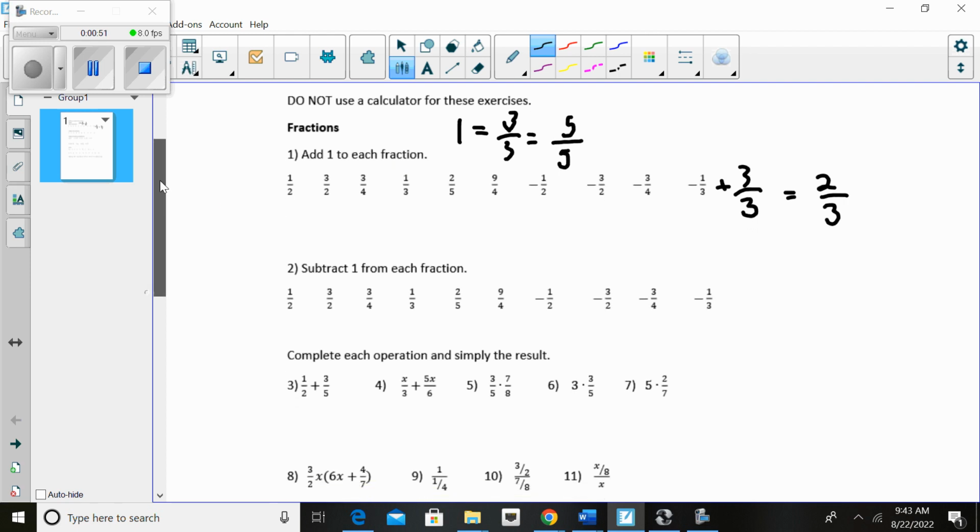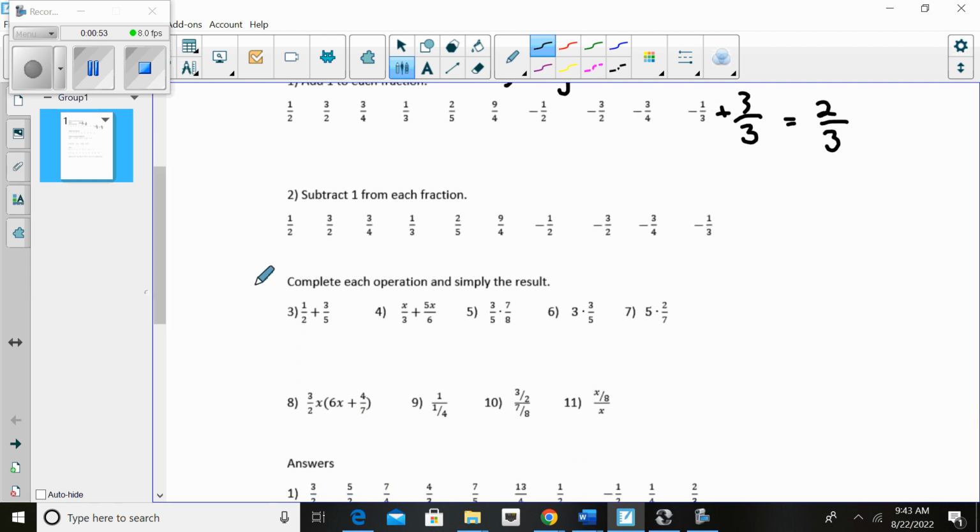Down onto the second line, subtracting 1, like maybe right here, subtract 4 over 4. Again, be careful of the positives and negatives. So now we have 3, take away 4. That leaves me with -1. So you add or subtract the numerators and the denominator always stays the same.